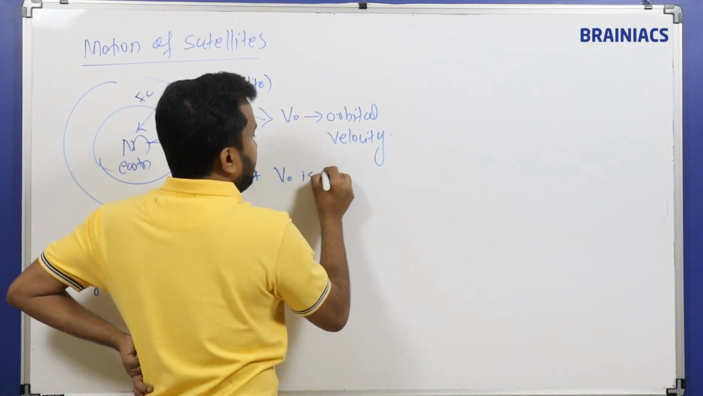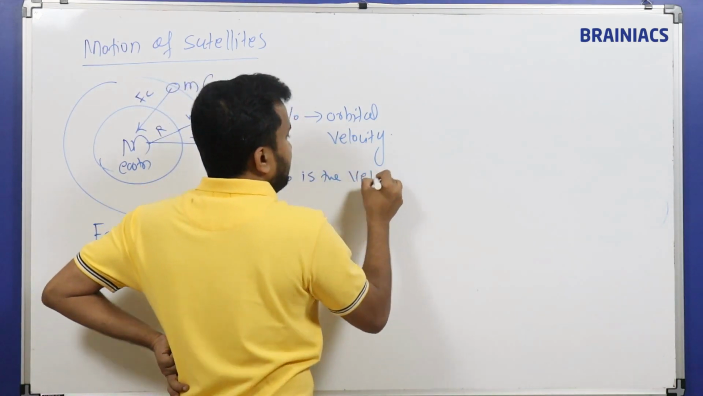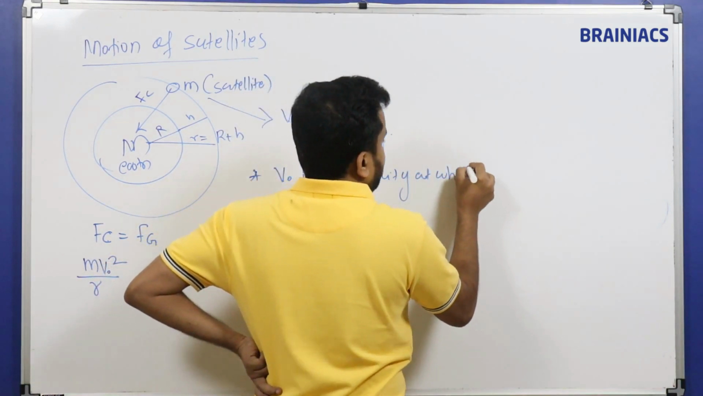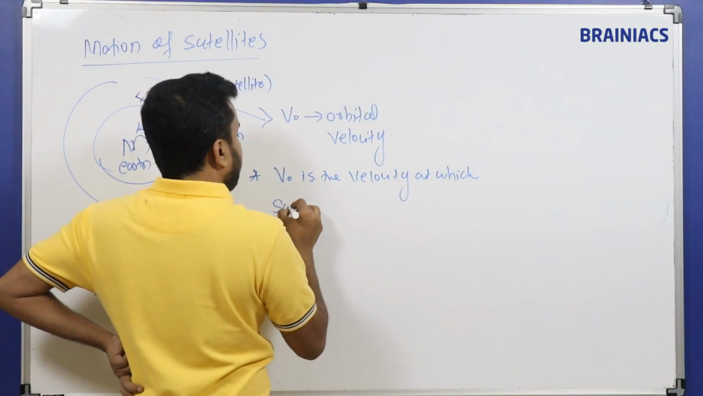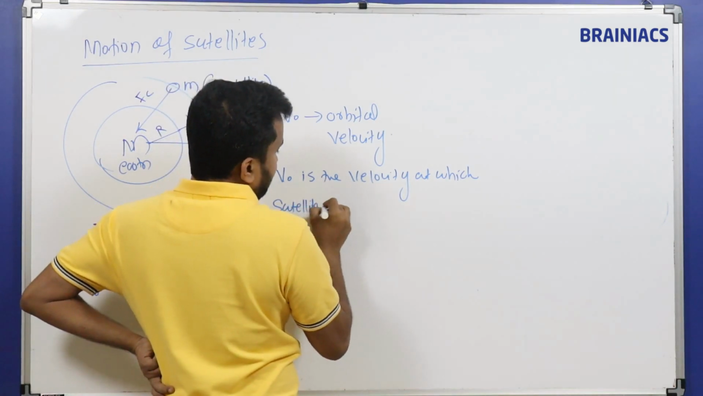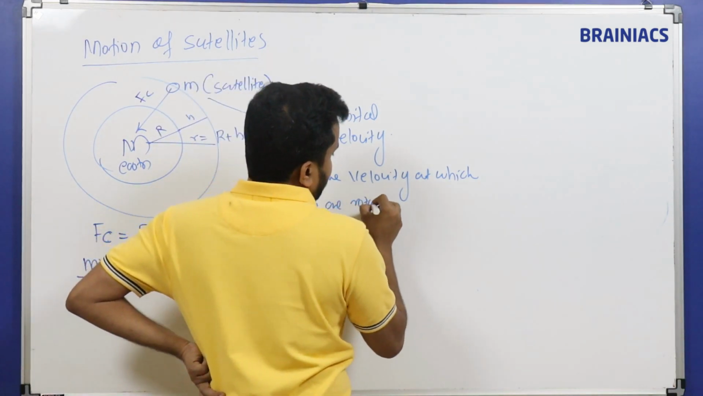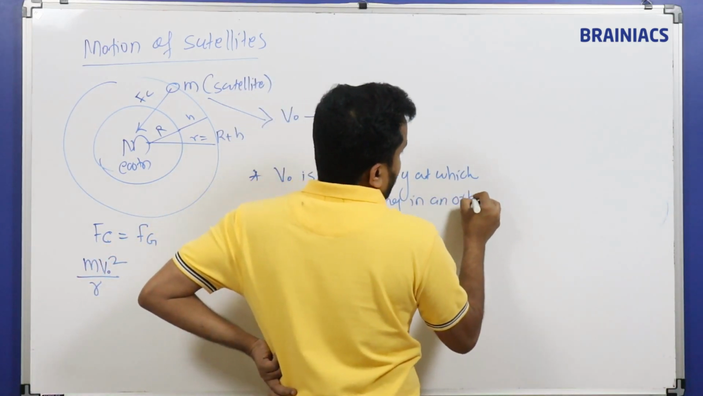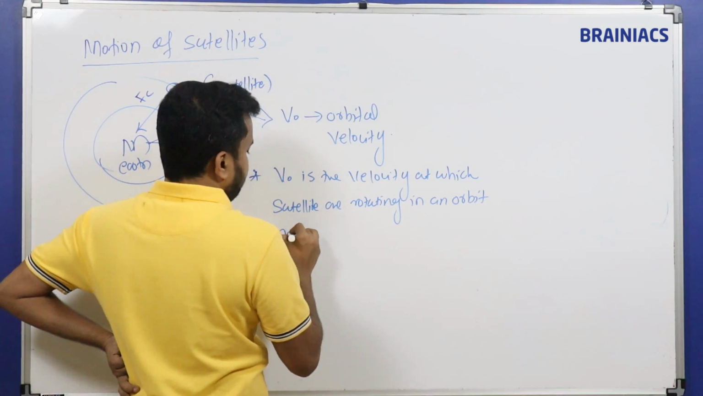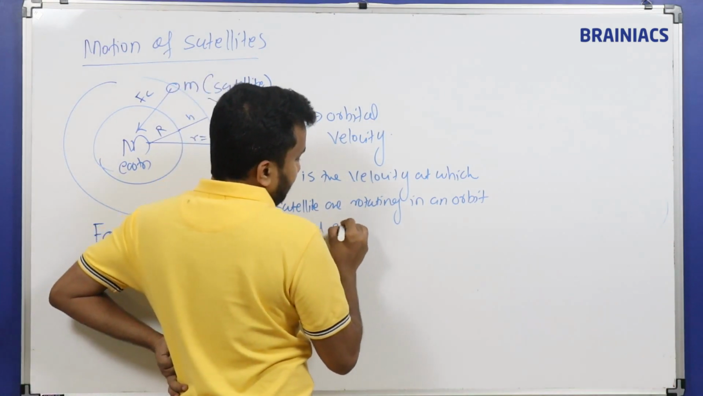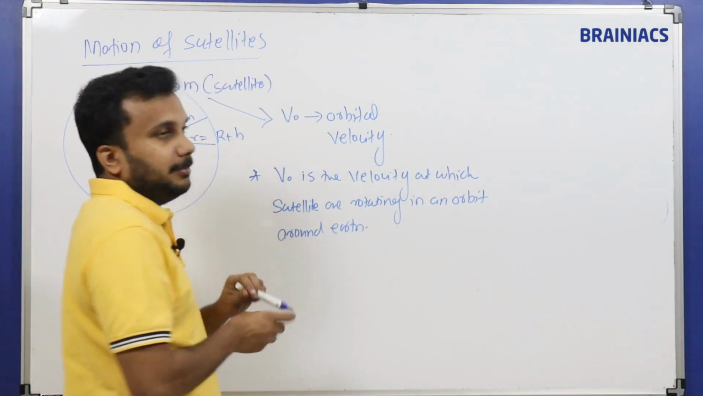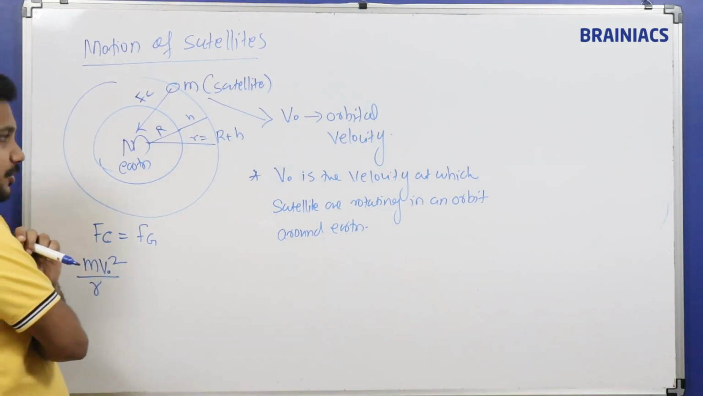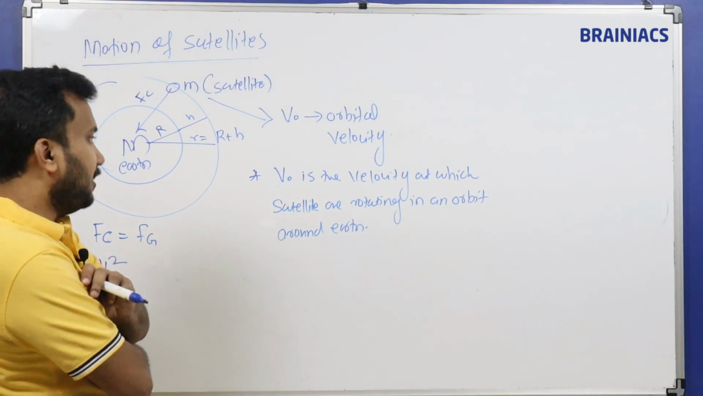V0 is the velocity at which satellites are moving. Satellites are rotating in an orbit around Earth, or anything around a planet. We can say around a planet. Earth is a planet. So V0 is the velocity at which satellites are rotating in an orbit around the Earth.